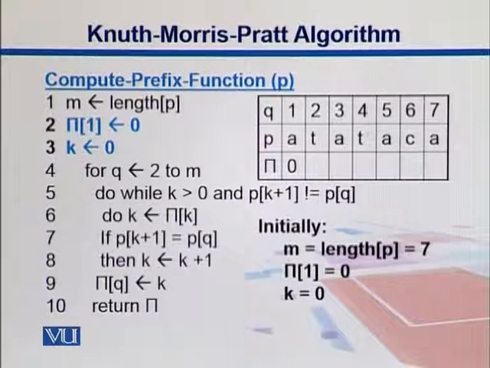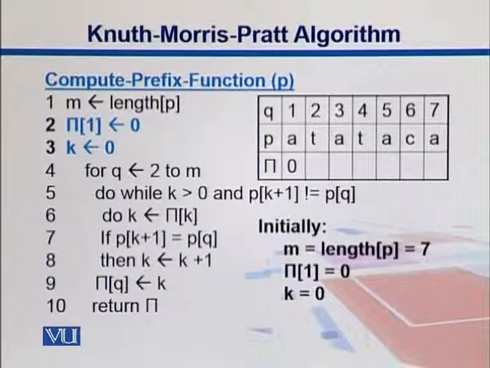We have a q at the top, from 1 through 7, and then the pattern, which is A T A T A C A. This algorithm works on the pattern itself to try finding occurrences of some character before it. For example, we have A at position number 1 and another A at position number 3. So we can keep track of it and reuse that to avoid extra comparisons when we do this matching.